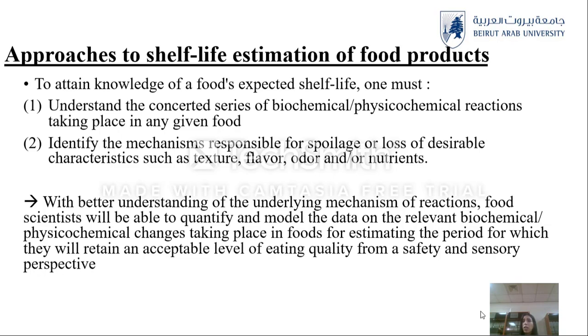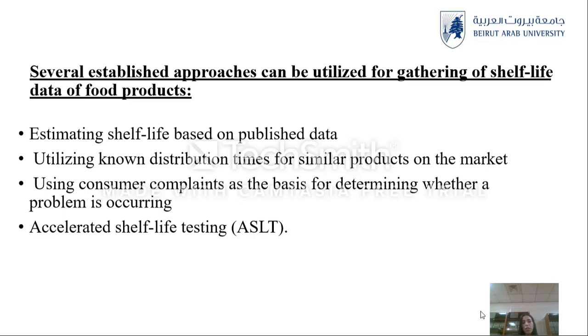We really need to understand also the chemical reaction from a food chemistry point of view: what is spoilage, what are the losses in texture, flavor, odor, nutrients. So with a better understanding of all these mechanisms, we can definitely estimate the period of shelf life where the food will maintain its quality and safety aspect.